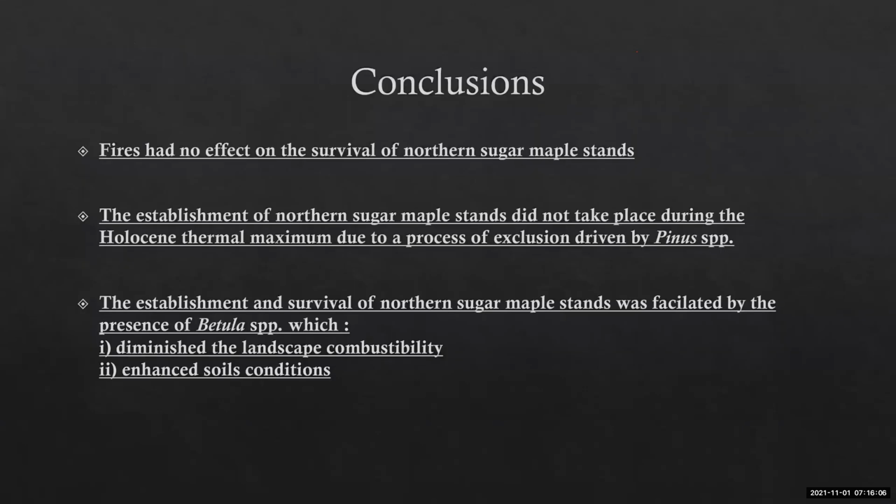So in conclusion, we can see that fires had no effect on the survival of northern sugar maple stands. The establishment of those sugar maple stands did not take place during the Holocene thermal maximum, mainly due to a process of exclusion driven by Pinus genus. And finally, the establishment and survival of northern sugar maple stands was mainly facilitated by the presence of these new species, mainly Betula, which diminished the landscape combustibility and enhanced the soil conditions.